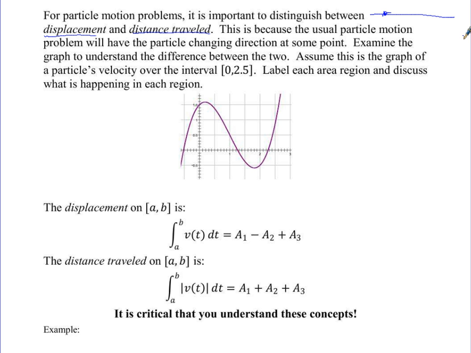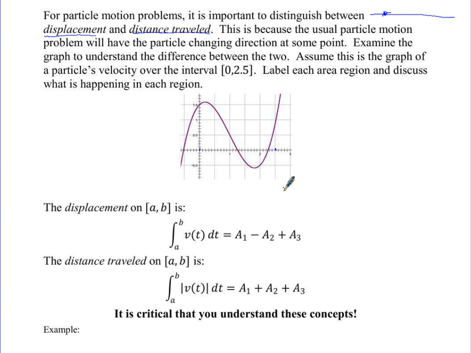So we need to look at this graph because this graph shows a really good example of the difference between displacement and distance traveled. So let's pretend that this graph is a particle's velocity over the interval from 0 to 2.5. I want to label each area and then we'll talk about what's happening in each region.